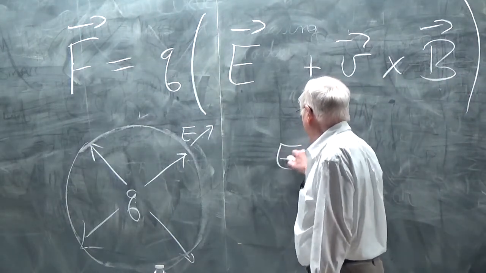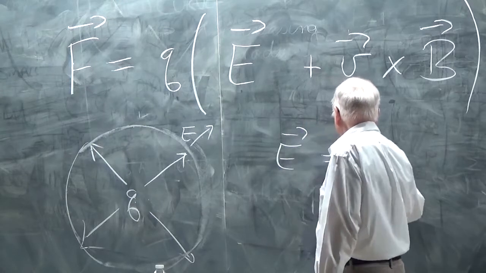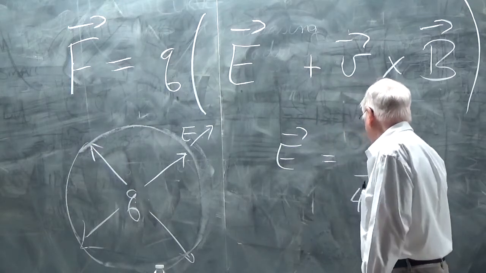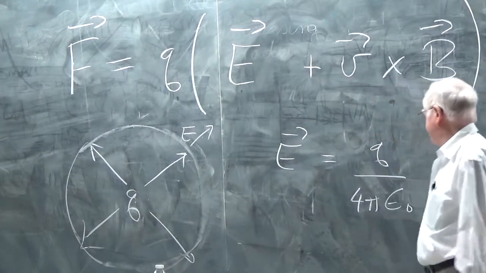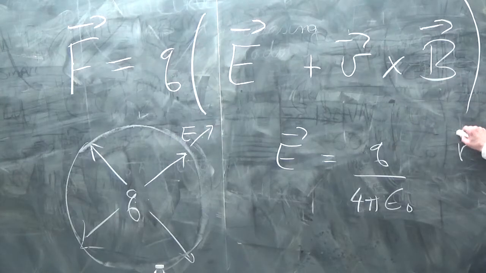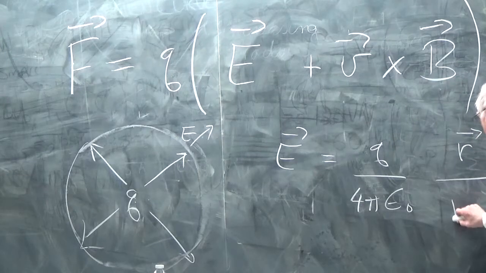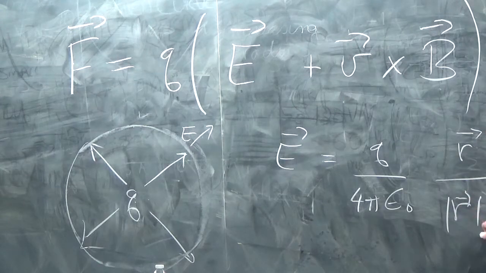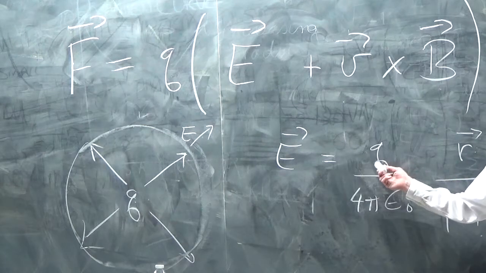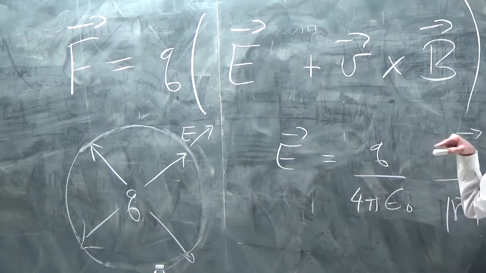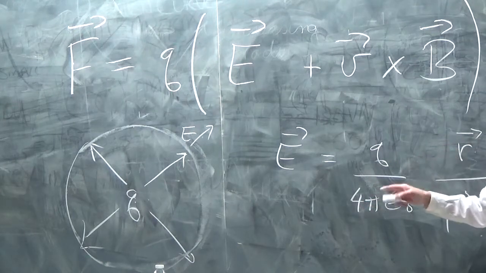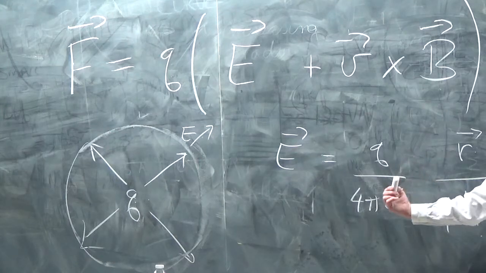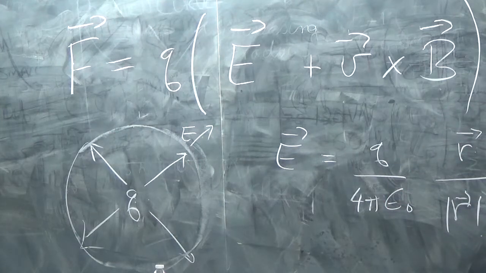The actual formula is something like this. It's Q over 4 pi times the electric constant times R over the length of R cubed. So it's 1 over R squared. The electric field points in the direction of R, but multiplied by Q. So if Q is negative, E points toward the particle. If Q is positive, E points away from the particle.